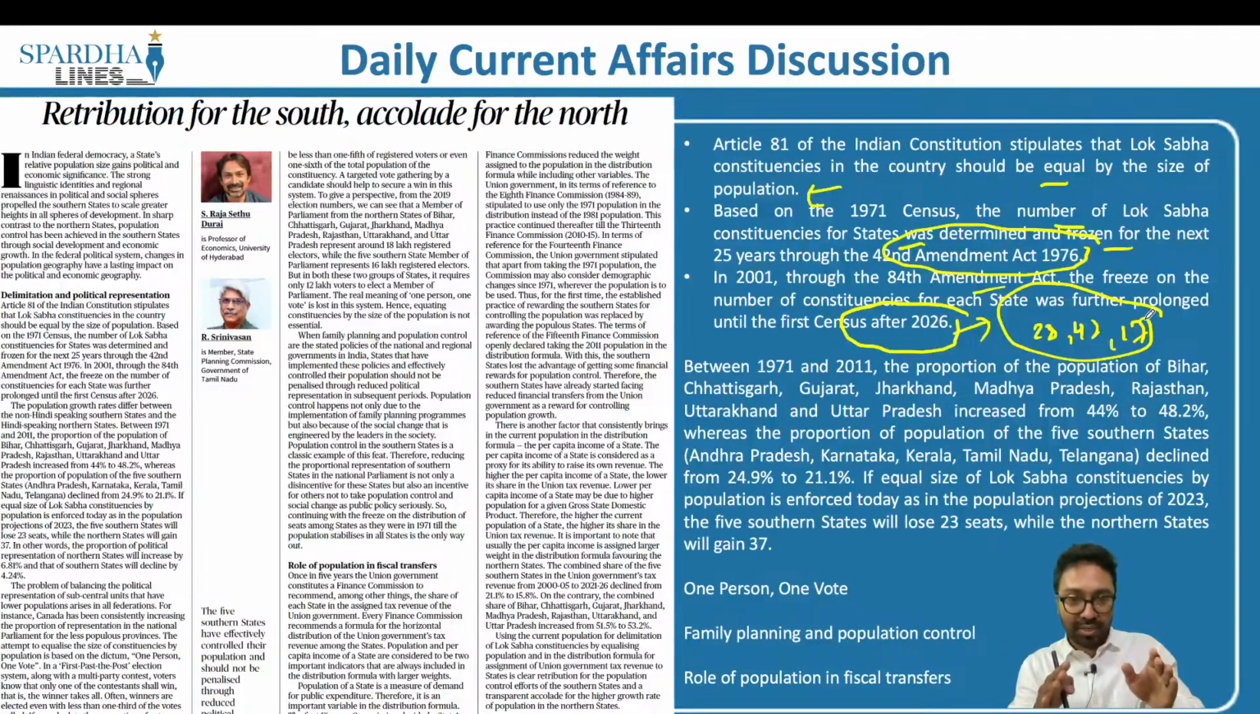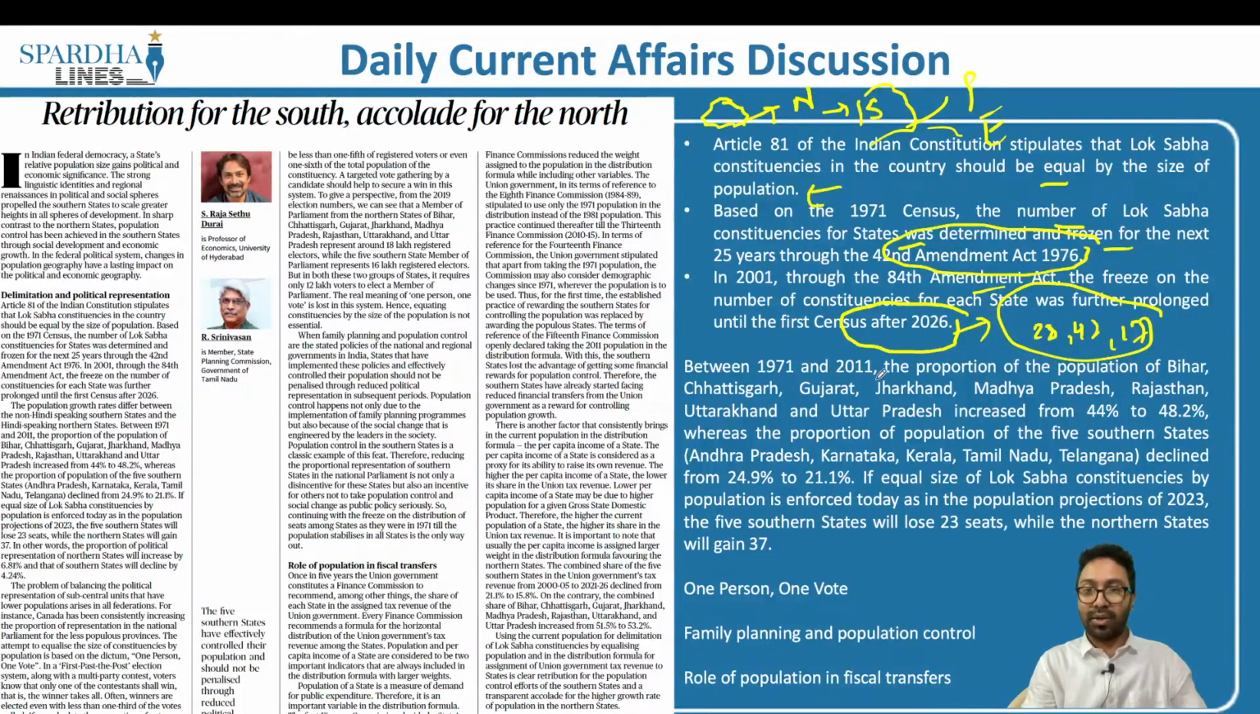But in 2026, what we will have is a new delimitation, which means the population has increased, so we will have new numbers. If the population has changed, it also means we will have new population numbers, and that is when new delimitation and boundaries will be drawn, and this means more number of seats will go to the northern parts of India, less number of seats will come to the southern part of India. So southern parts of India will suffer politically as well as economically, says this article.